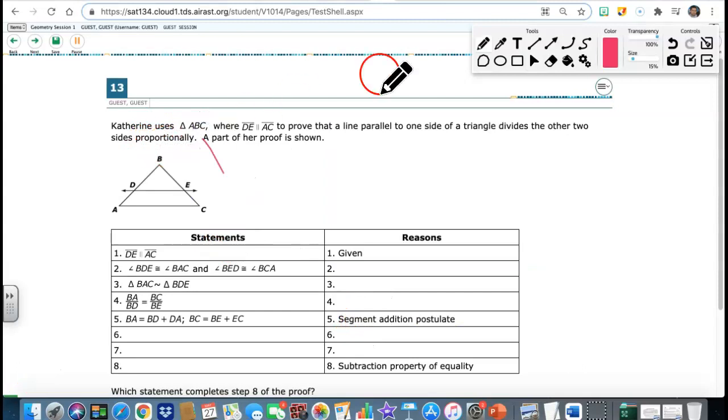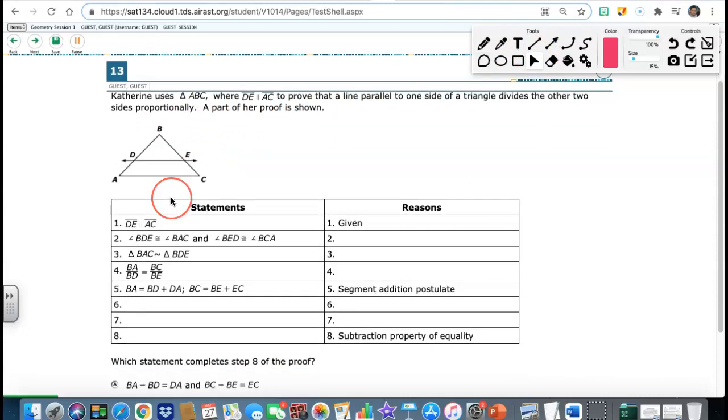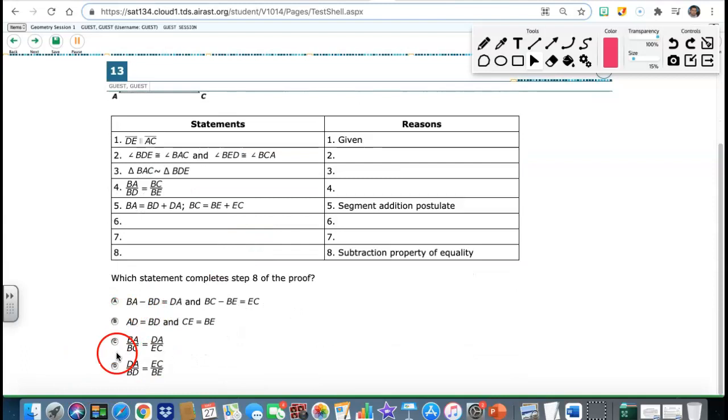Number 13. Catherine is using triangle ABC, where DE is parallel to AC, to prove that a line parallel to one side of a triangle divides the other two sides proportionally. Part of the proof is showing. Let's look at the whole thing. We always look at the question, what is given, the drawing, and the proof. Multiple choice, very nice. The question is, which statement completes step 8 of the proof? The reason is already given, so what they want is the statement.